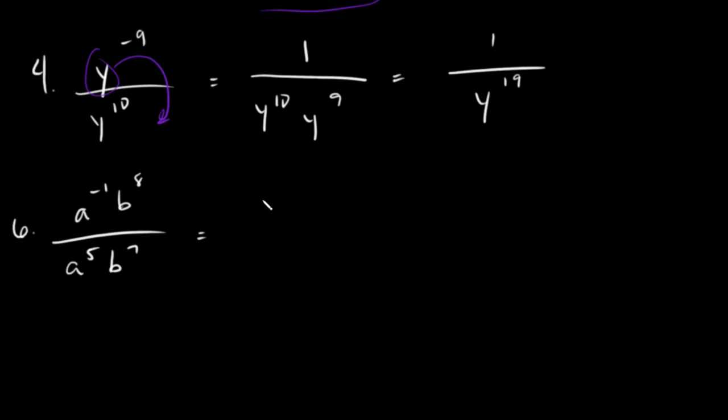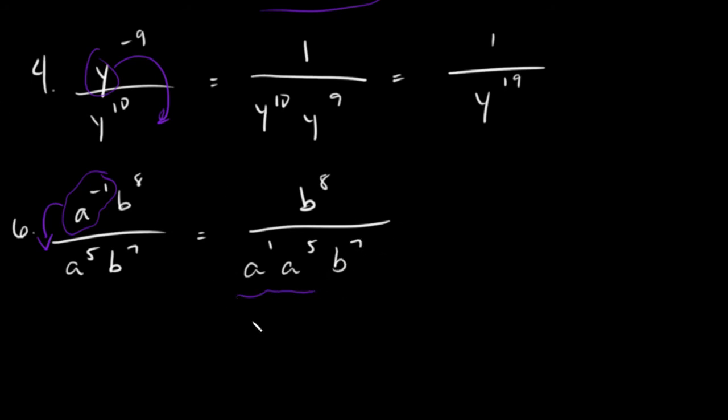So, the first thing we want to do is take this negative exponent and make it positive by moving it down here. And so this is going to be b to the 8th over a to the 1st, a to the 5th, b to the 7th. So these two will combine into a to the 6th. And then here, imagine the expansion. You have 8 of them: 1, 2, 3, 4, 5, 6, 7, 8. And then down here you've got 7 of them: 1, 2, 3, 4, 5, 6, 7. 7 of them will cancel.